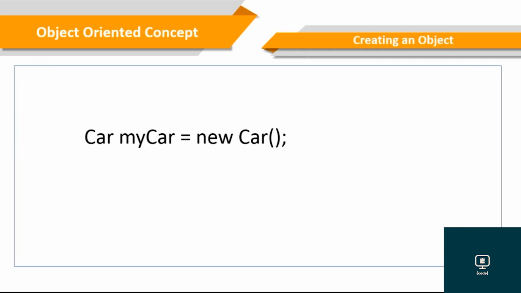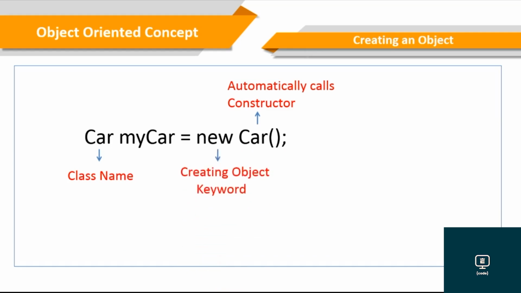Creating an object. An object is created from a class. In Java, the new keyword is used to create new objects. And as you can see here in the slide, we created my car as an object from the car class by using the new keyword. So Car myCar equals new Car. And here, myCar, the object, is the reference which holds the memory address of the car object.